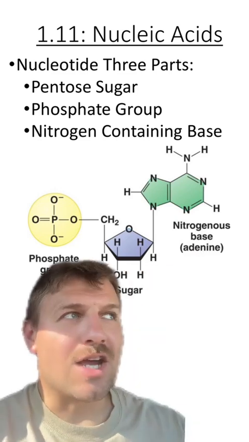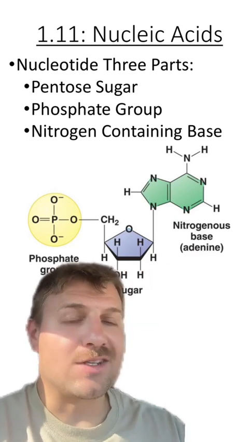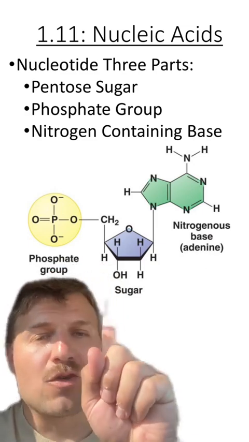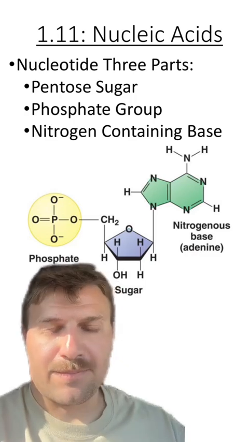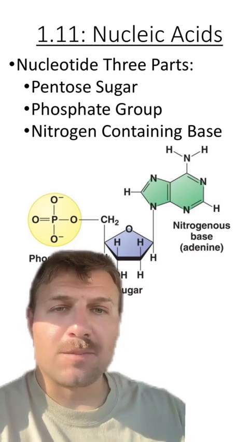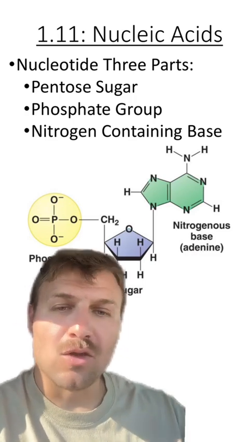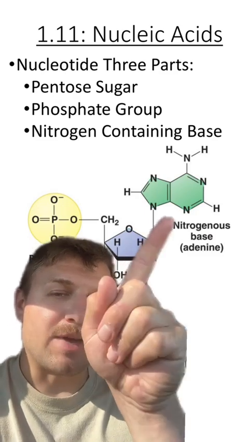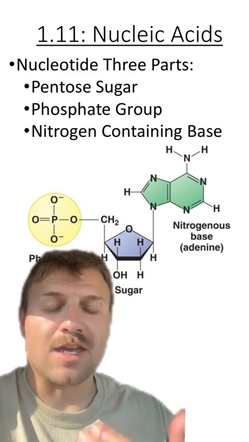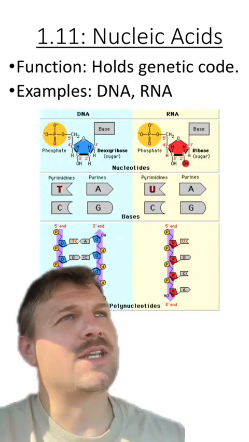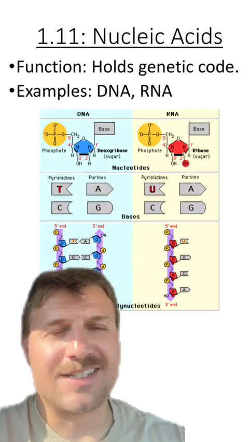Now, for each of the nucleotides that we find in nucleic acids, the phosphate group and sugar are usually the same. What changes or determines the type of nucleotide we're looking at is the type of nitrogen base that is accompanied with the nucleotide. 2 of the most common examples of nucleic acids are DNA and RNA.